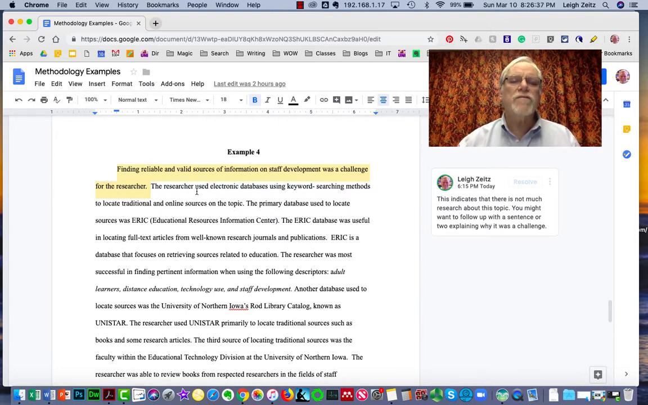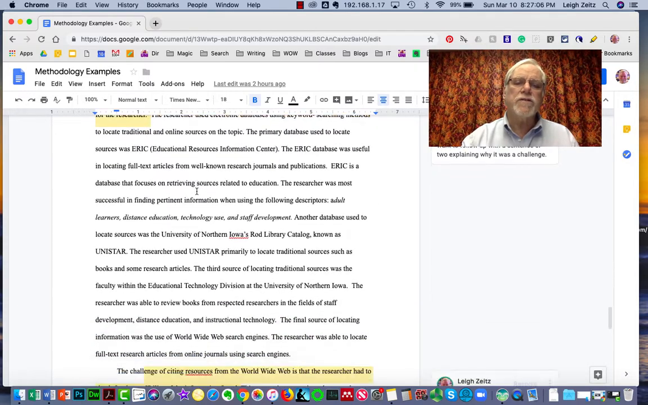Finding reliable and valuable sources of information on staff development was a challenge for the researcher. Now, the problem is that this researcher then went on to say, the researcher used electronic databases. I think that it would have been useful to put a couple sentences here where you're actually talking about why there was a dearth of research in this area. You don't have to get into it deeply, but I think something like that brings up some questions, and you want to make sure that you're going to be answering those for your reader.